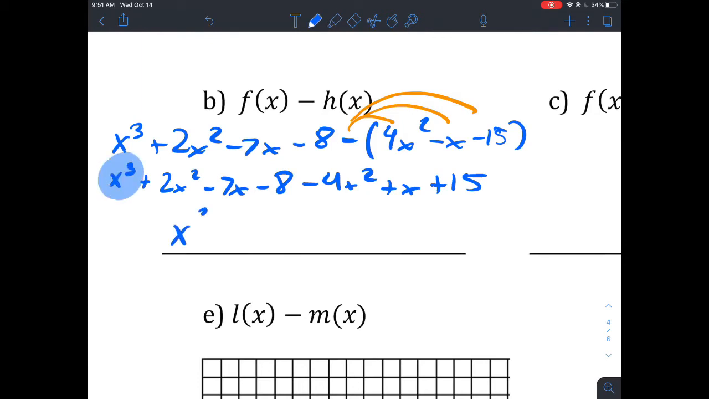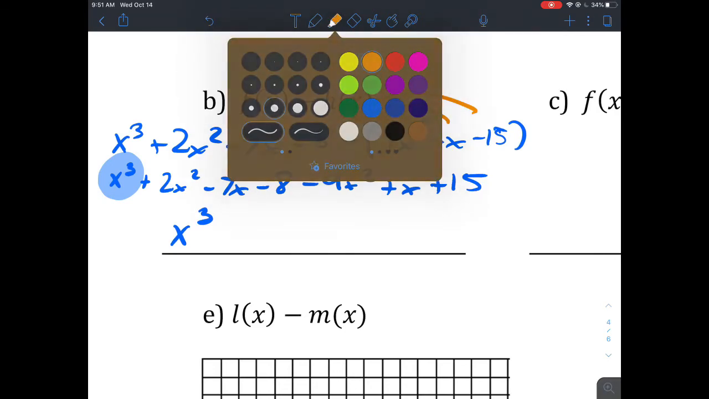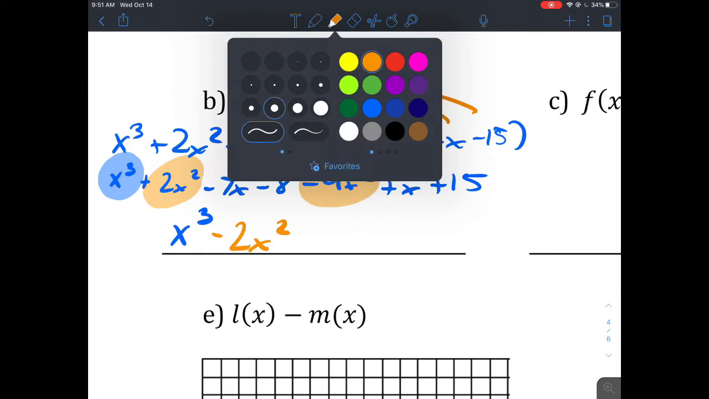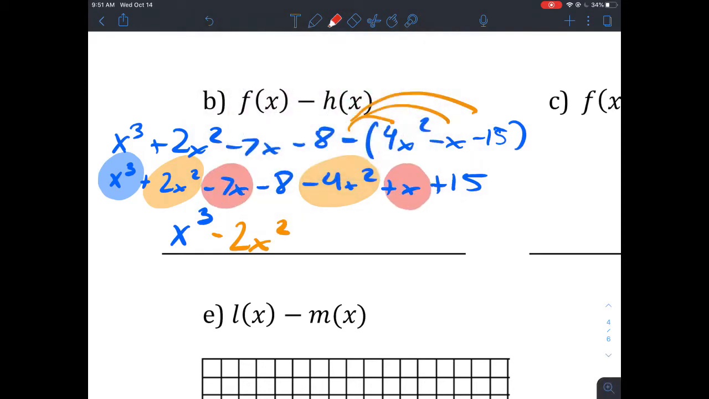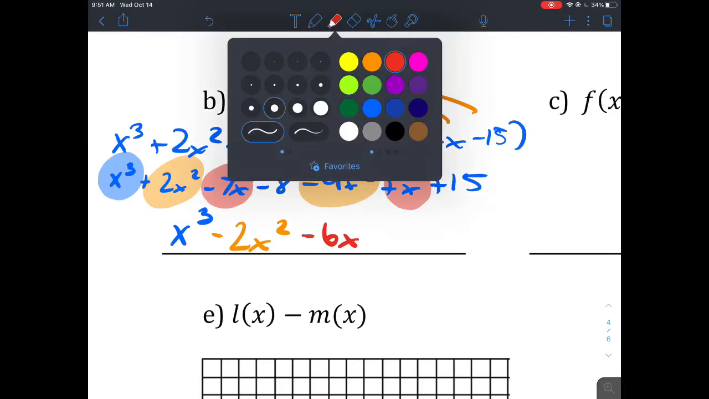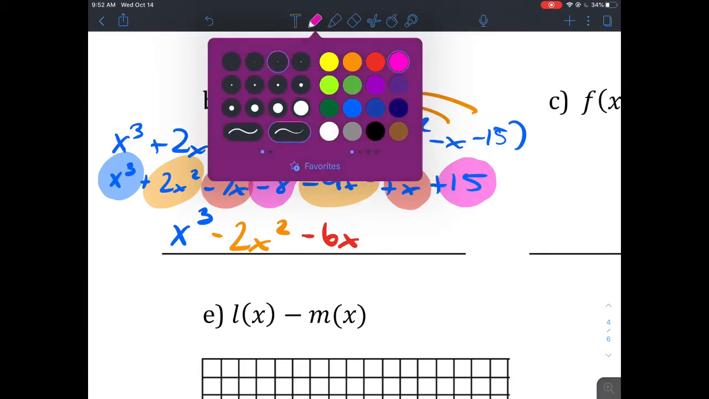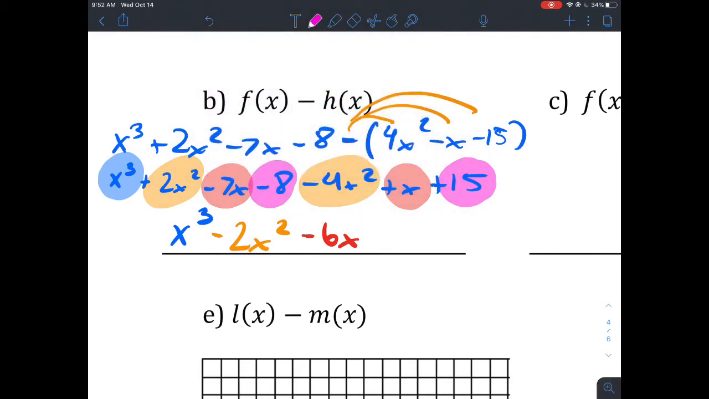So we get x cubed. And then we get 2x squared and negative 4x squared, which is going to give us a negative 2x squared. And then we've got a negative 7x and an x, which is going to give us a negative 6x. And then we've got a negative 8 and 15, which is going to give us a 7. Sorry, that took me a second. A positive 7. All right.